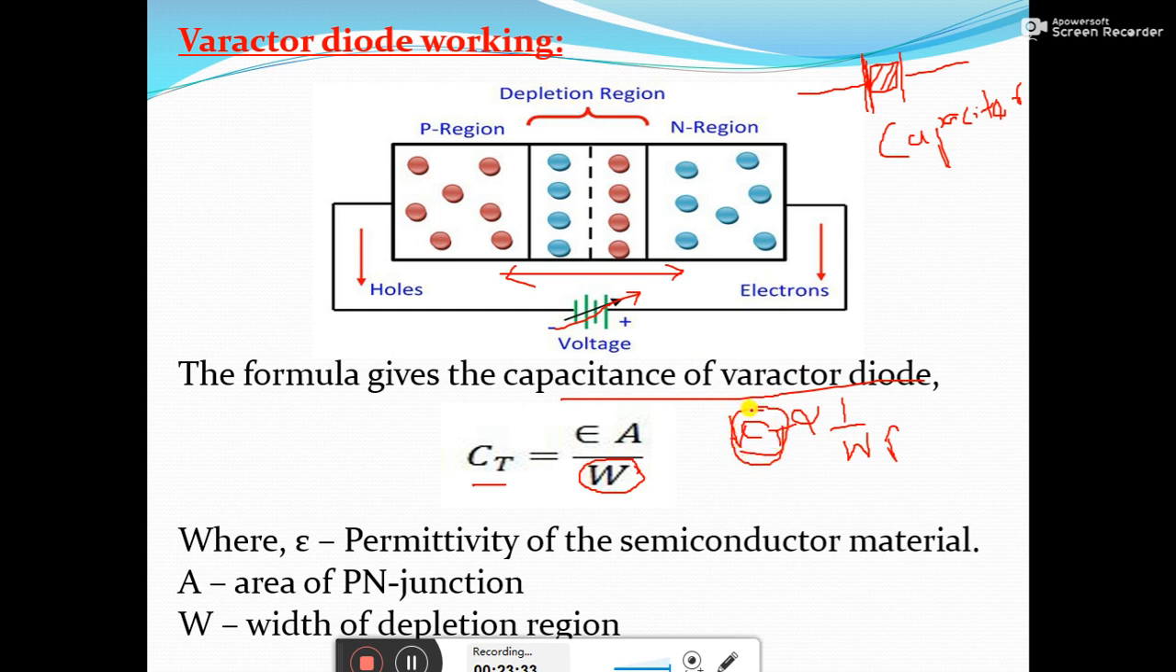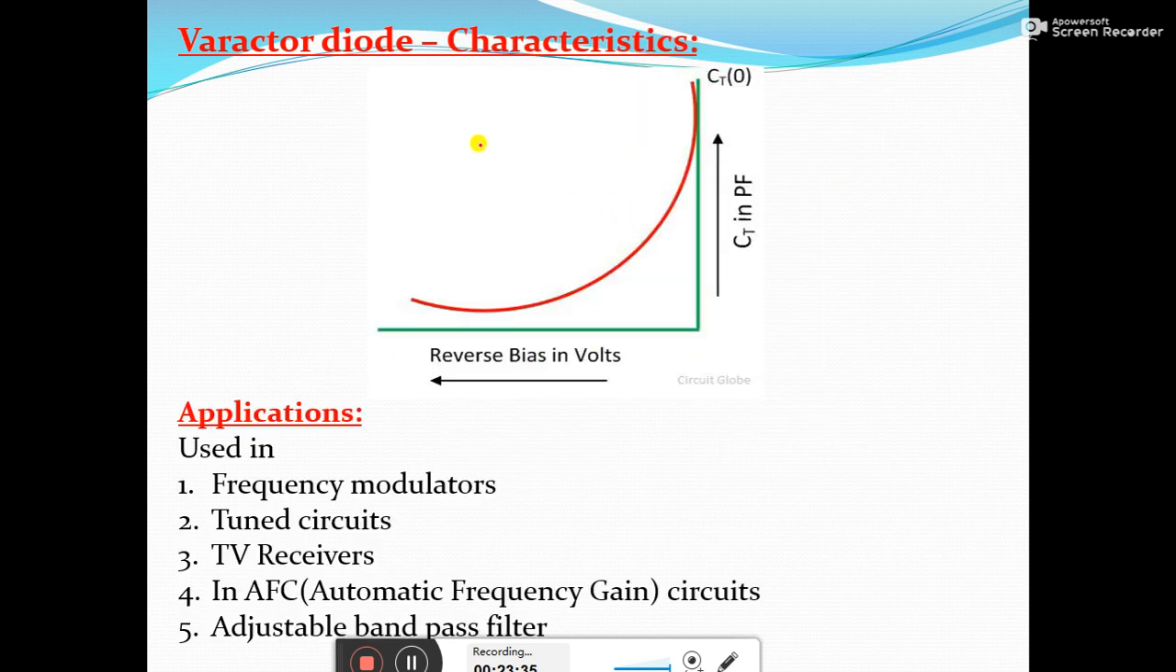If you see the characteristics curve here, initially let's say at this point the applied reverse bias voltage is 0, means a very small depletion layer will be there and the capacitance will be very high. So as we provide more and more reverse bias voltage, the junction width is going to increase, but at the same time the capacitance is going to decrease. You will get a curve like this.